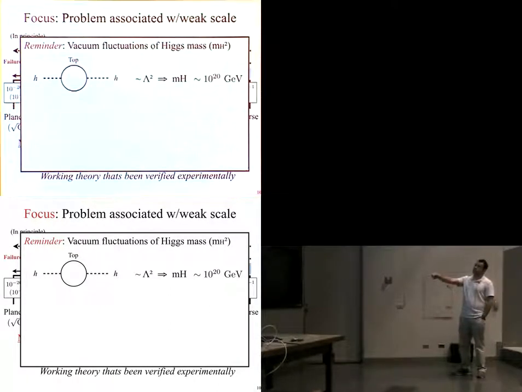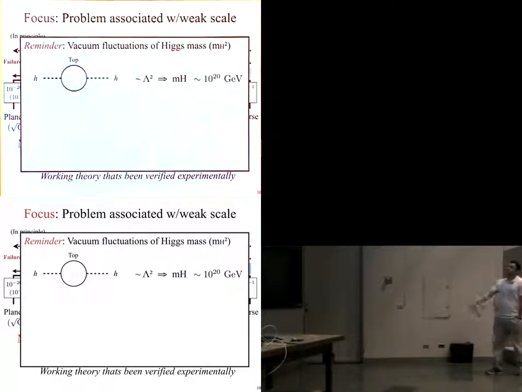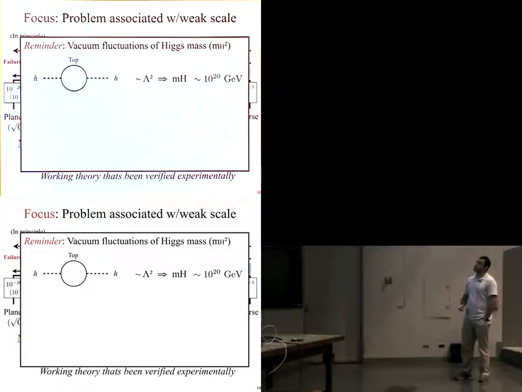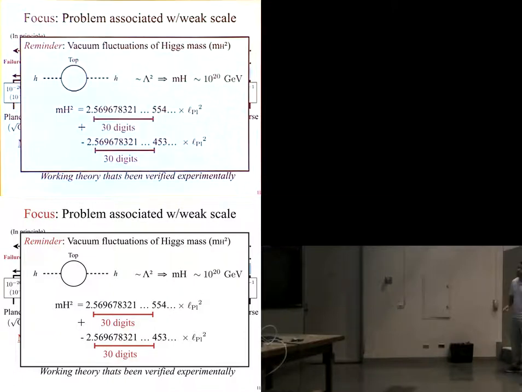Okay, so a reminder of the problems associated with the weak scale. We gave two examples of this last week. One of them was in terms of the Higgs boson mass itself. If you look at what these vacuum fluctuations would do to the Higgs mass, you would have diagrams that look like this, where you have a top quark in this correction, and this goes like the cutoff scale in the theory, which naively would be something like the Planck scale, and that would give a very large contribution to the Higgs mass. That would be something like 10 to the 20 GeV.